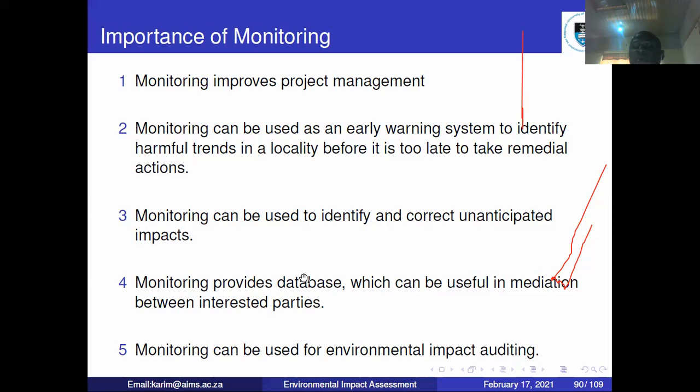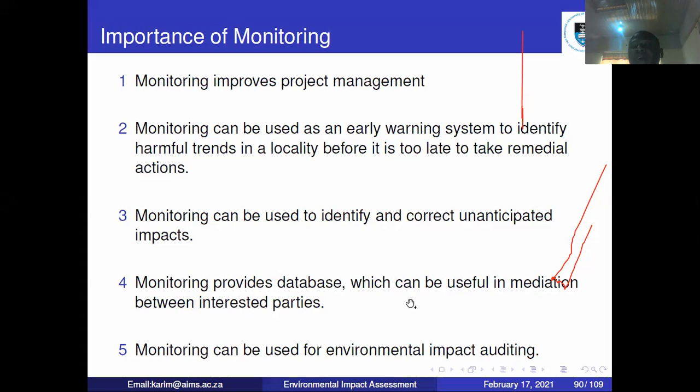And the monitoring will provide a database, because all the information you gather as you monitor the project as it progresses, you will document, create a database and put the information in there. And this can be useful in mediation between interested parties. Once the information is there, you get the parties that are affected by the project, people that are of concern, and let them sit together and look at the database, see what is happening, and know what they are going to do. And then monitoring can be used for environmental impact auditing.